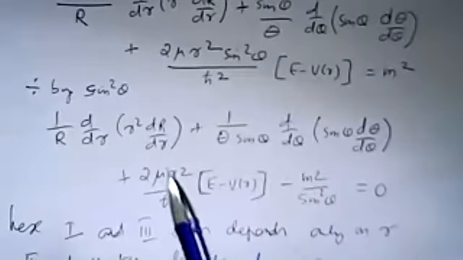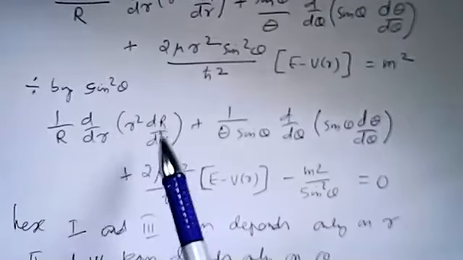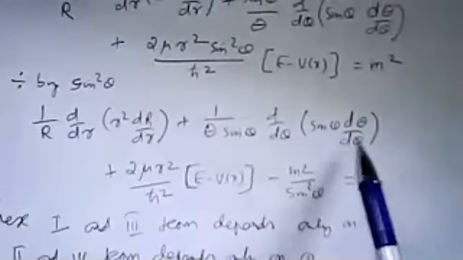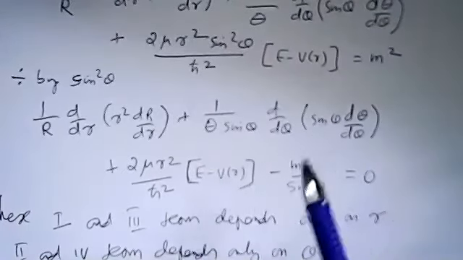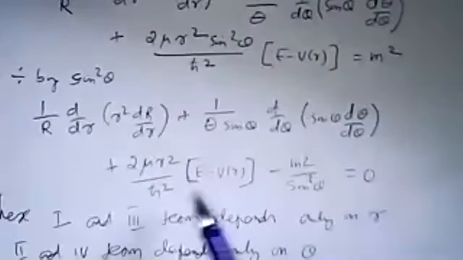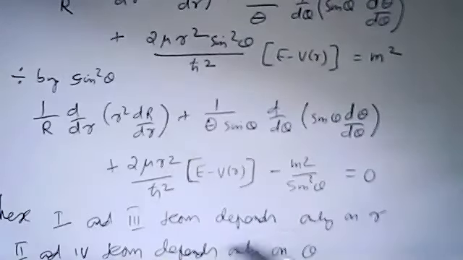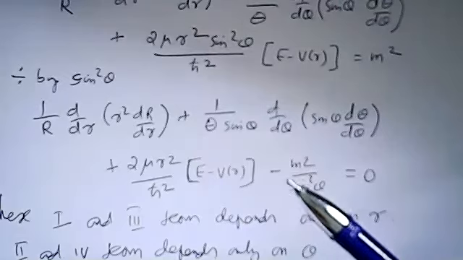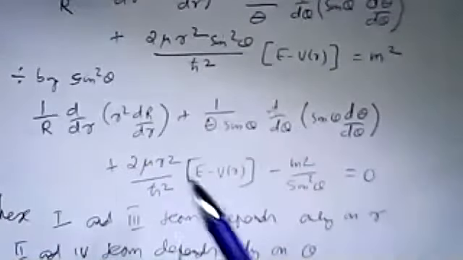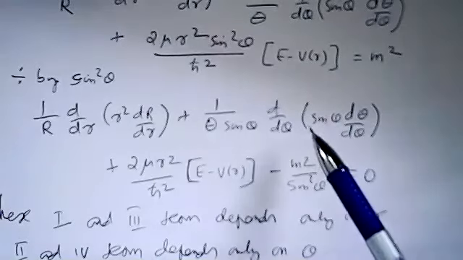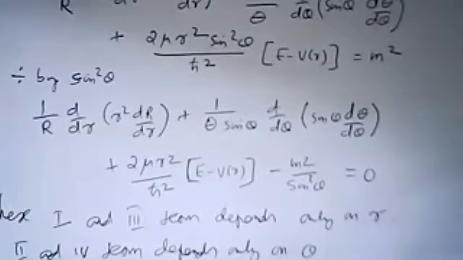So you can see that the first term contains only r term. This is an r term, radial term. This is only the theta term. Second term is only theta. The third term is only r term. The fourth term is only theta term. So you can separate these into both sides, so that first and third term you can keep here, and second and fourth term you can move to the RHS.